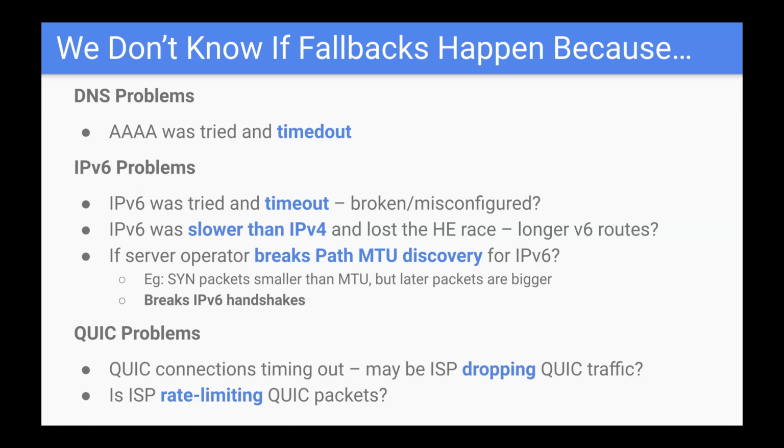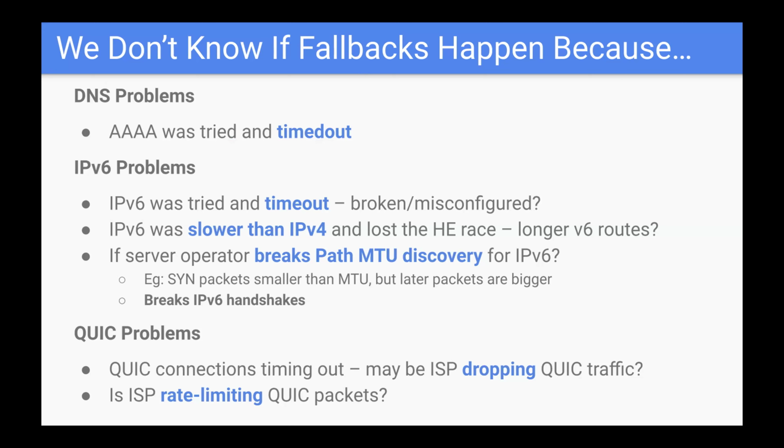So in summary, what we really don't know is when do fallbacks happen? Is it because we tried a quad A lookup and it just simply timed out? Maybe because the quad A doesn't exist. IPv6 problems, we tried IPv6, but it timed out. Does it mean it's broken, misconfigured? Was IPv6 slower than IPv4? That's why there was a fallback to IPv4.